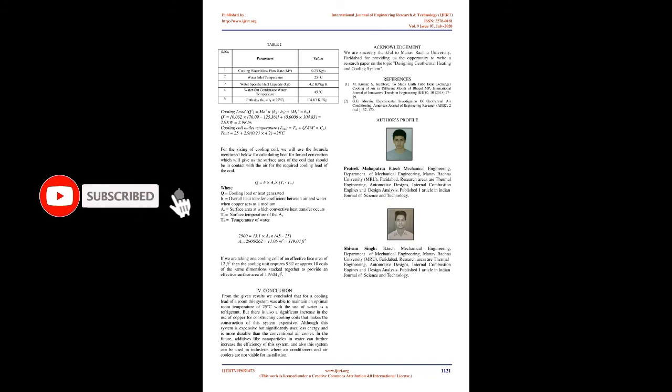Conclusion. From the given results, we concluded that for the cooling load of a room, this system was able to maintain an optimal room temperature of 25 degrees Celsius with the use of water as a refrigerant. But there is also a significant increase in the use of copper for constructing cooling coils, which makes the construction of this system expensive. Although this system is expensive, it uses significantly less energy and is more durable than the conventional air cooler. In the future, additives like nanoparticles in water can further increase the efficiency of this system, and also this system can be used in industries where air conditioners and air coolers are not viable for installation.